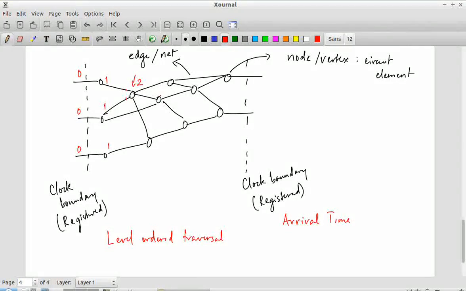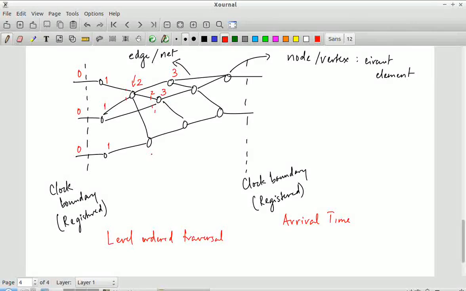In fact, this one right here has arrival time 2, and this has arrival time 1. At the output of this, it will be 3, because the worst case among those two was 2 and 1, that is 2, plus the propagation delay of this vertex itself, which is 1, so a total of 3.